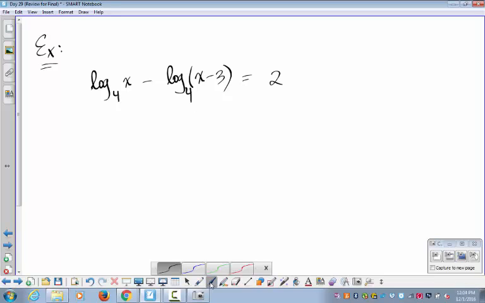Now certainly if the right side had a log on it, that would be a different way to solve. If you have the log with the same base on each side, you can then equate the insides. The guts must be equal if the bases are equal. Here we're going to use a log property though. This will be log of x over x minus 3 is equal to 2.